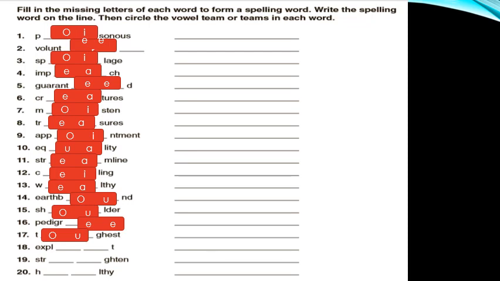18, exploit, OI, the vowel team OI. 19, straighten, AI, the vowel team AI. 20, healthy, EA, similar to wealthy. Healthy, EA, the vowel team syllable EA.